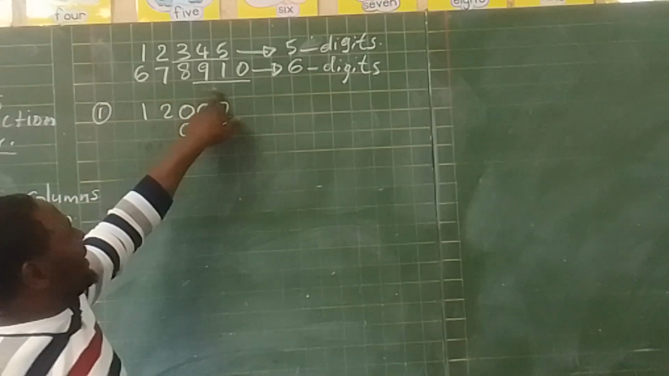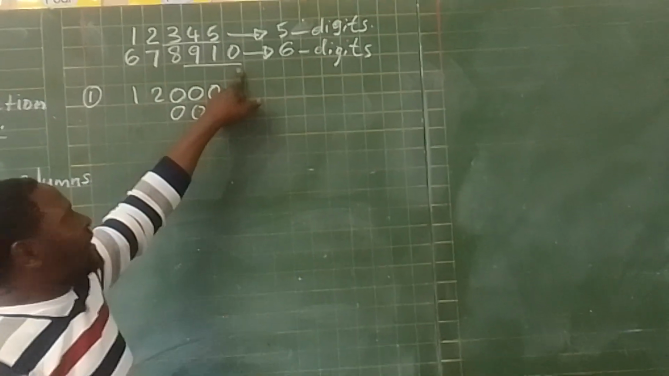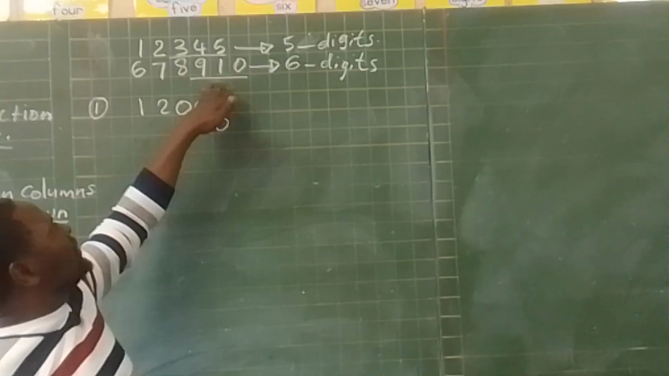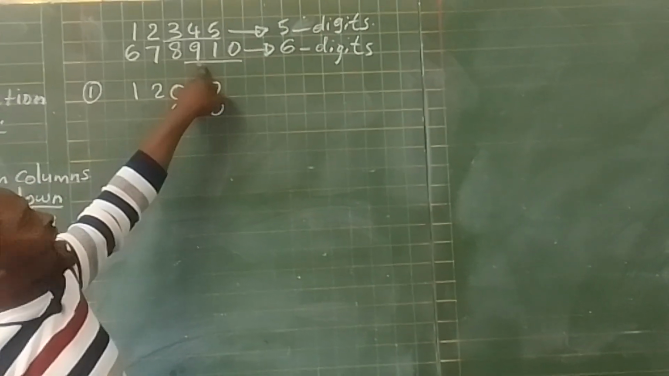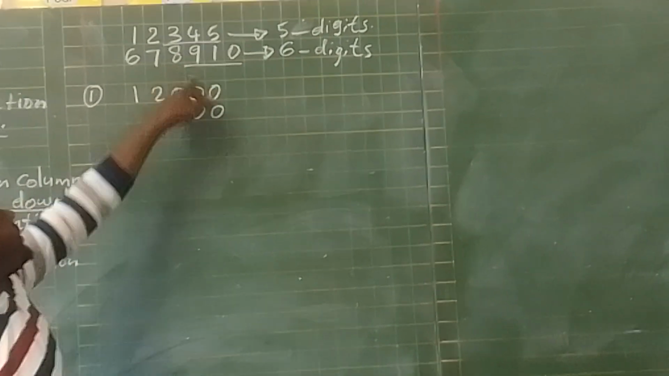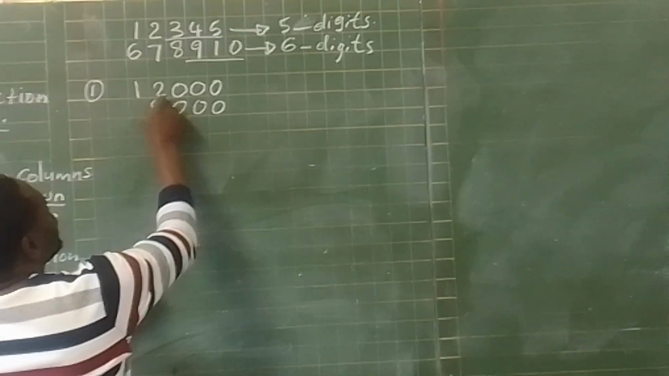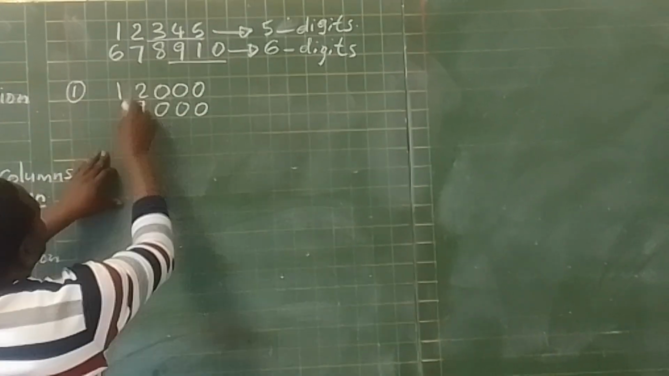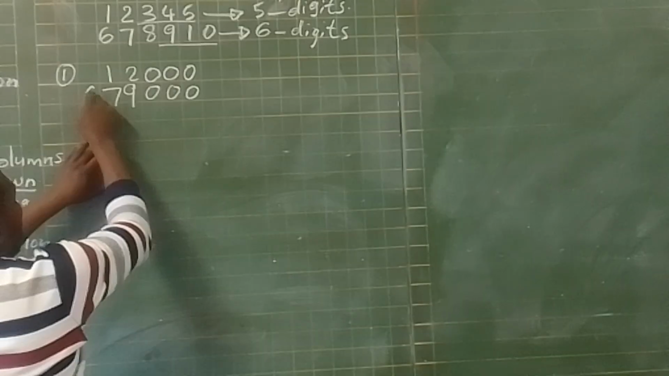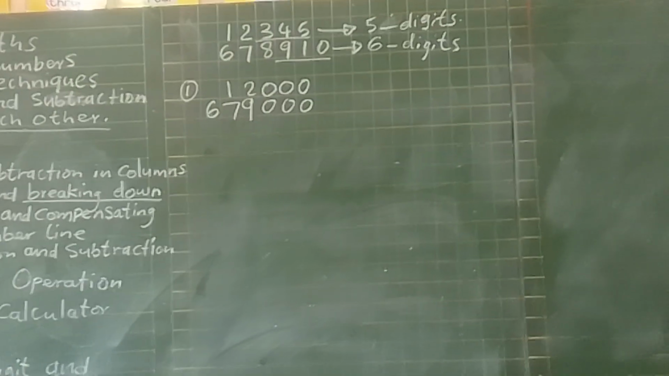910 is close to 1,000. So you are promoting this number, which means this one goes to the next one, which is 8 plus 1. It's 9 here, 7 here, 6 here. This is what they want you to do.